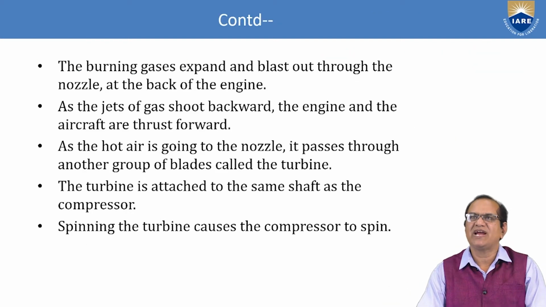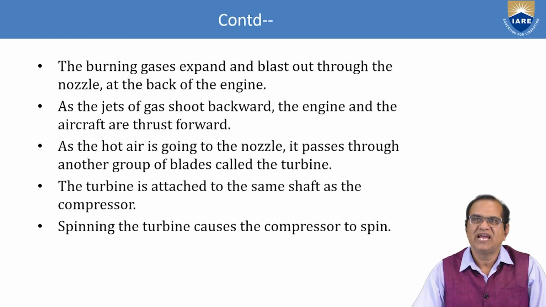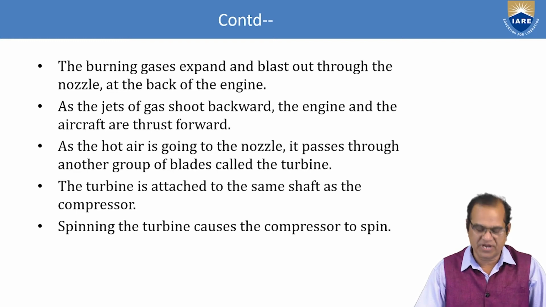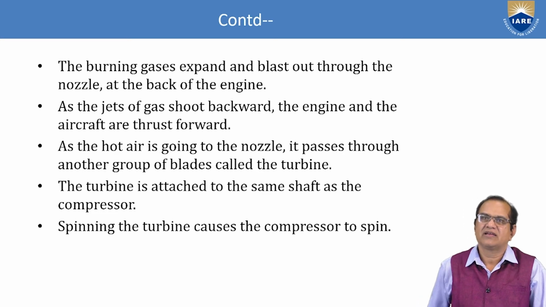The burning gases expand and blast out through the nozzle at the back of the engine. As the jet of gas shoots backward, the engine and the aircraft are thrust forward. As the hot air goes to the nozzle, it passes through another group of blades called the turbine. The turbine is attached to the same shaft as the compressor. Spinning the turbine causes the compressor to spin.